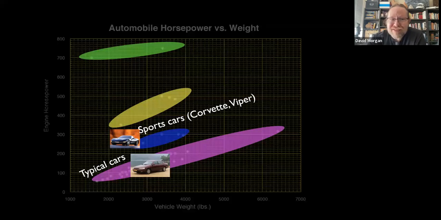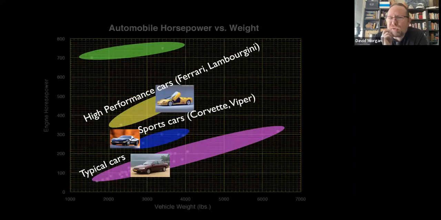What is above that? Well, what is this next group of cars? These are cars that have about the same weight, but even more horsepower than that. These are your high performance cars like Ferraris and Lamborghinis and Maseratis and stuff like that. What are these up here then that have twice as much horsepower as even a Lamborghini or a Ferrari?